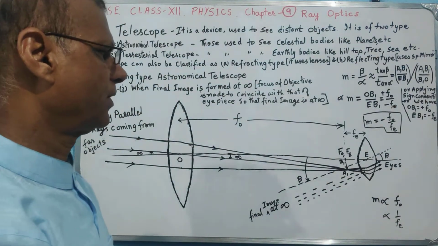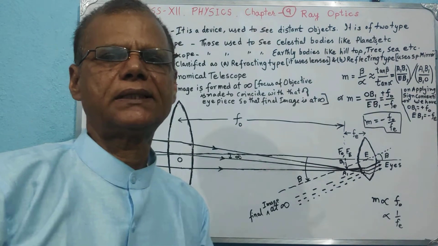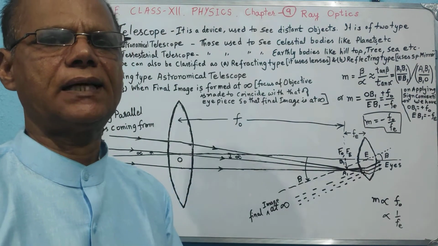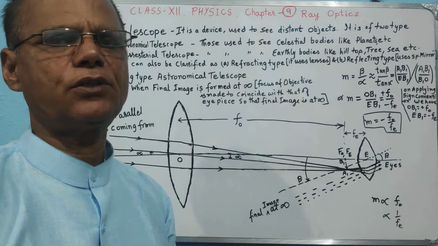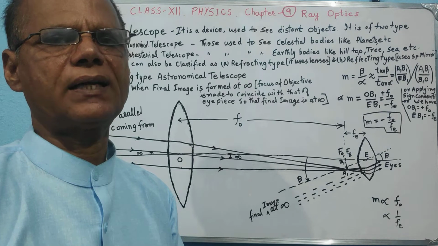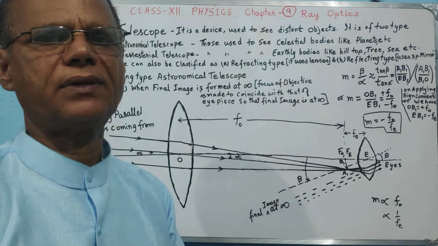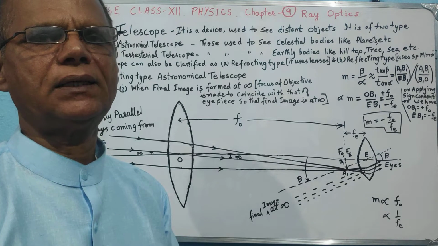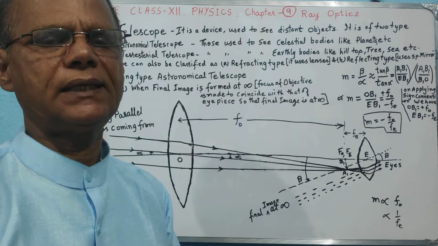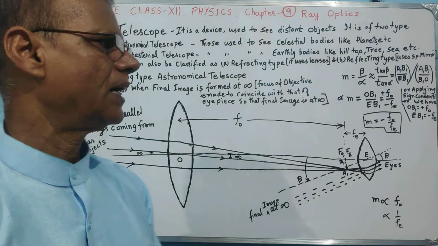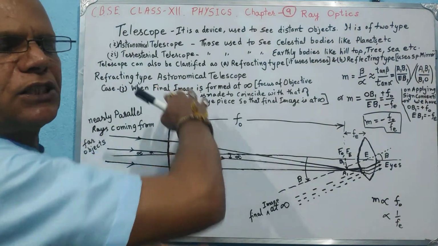here, why we are having objective of large aperture, you can very well understand by the fact that the distant objects are so far that the light coming from them is very feeble. To make the image much brighter and clearer, we need to collect a large number of light rays, and therefore we have larger aperture of the objective.